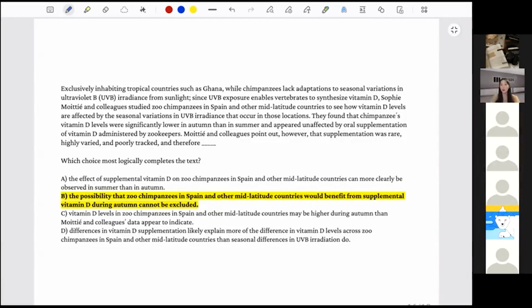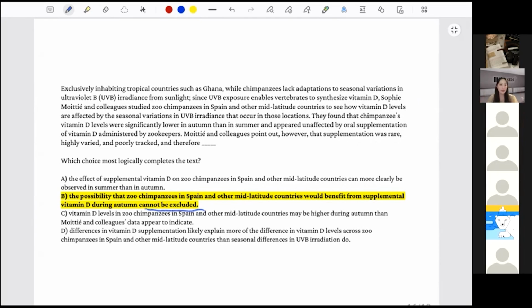Therefore, the door is still open. We can't say that if we give it to them regularly, it would 100% help them. We can't say that. But it is entirely possible that a well-regulated, consistent supplement program would benefit the chimpanzees during autumn months. So we don't want to keep that door closed. So "cannot be excluded" is a very scientifically balanced approach to explaining that we should still leave that door open.